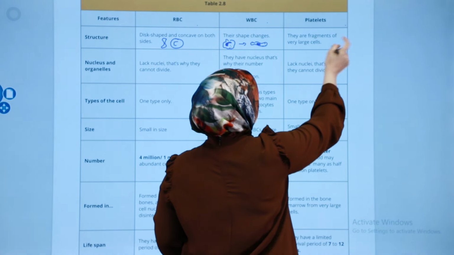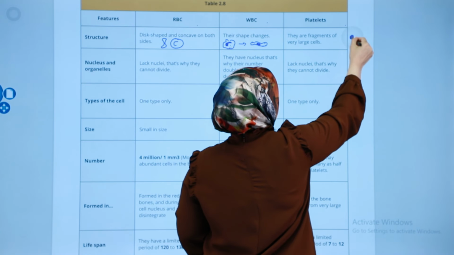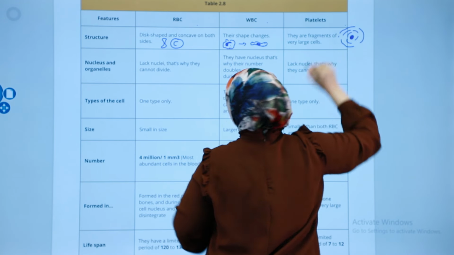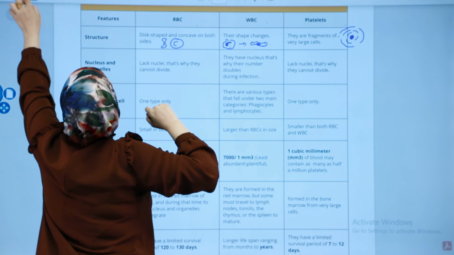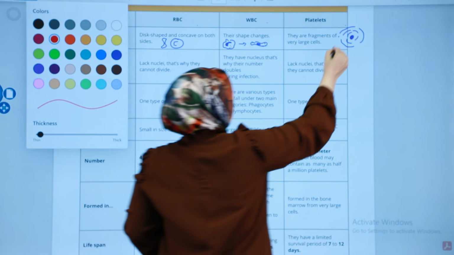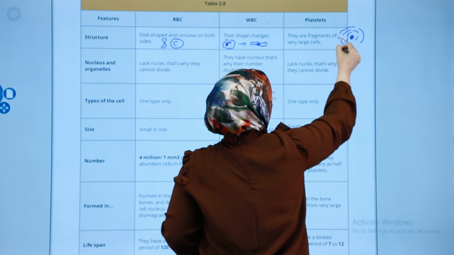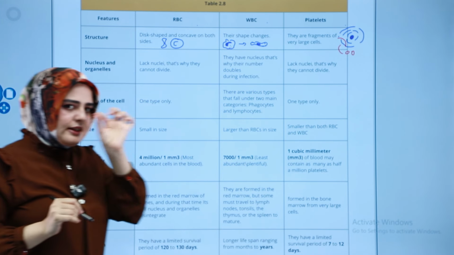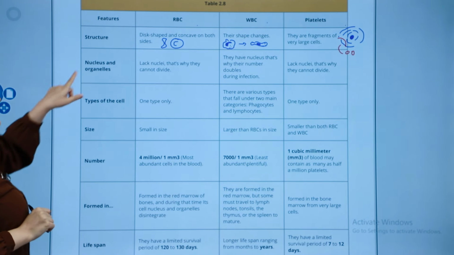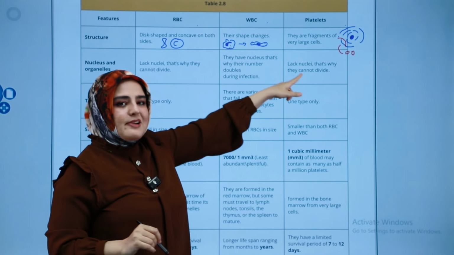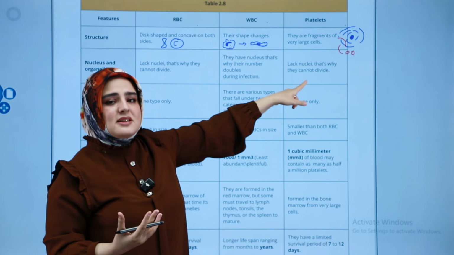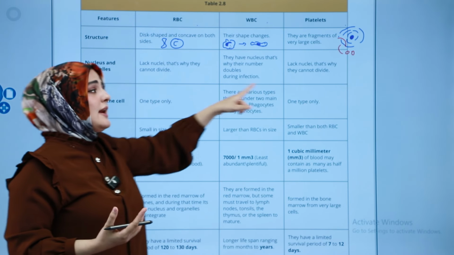And these are fragments. See, there is a cell in the bone marrow, because all of them are made in the bone marrow. Every time, a piece of this cell is cut, and that piece becomes a platelet like that. They're very tiny structures. Since this is just a fragment, not a complete cell, it doesn't have any organelles, no nucleus.